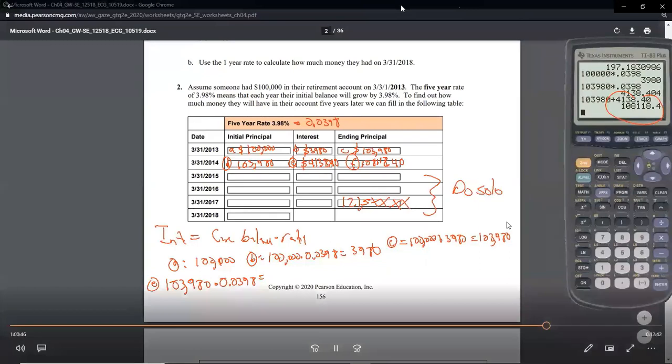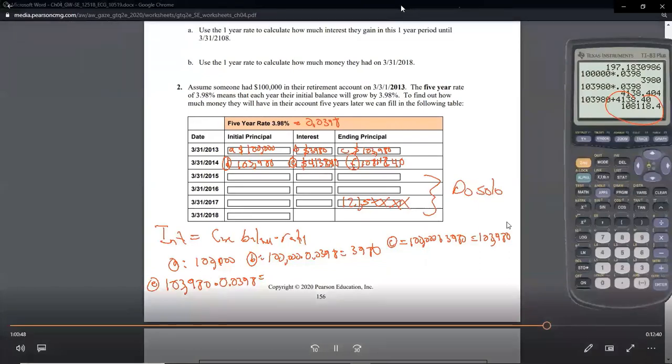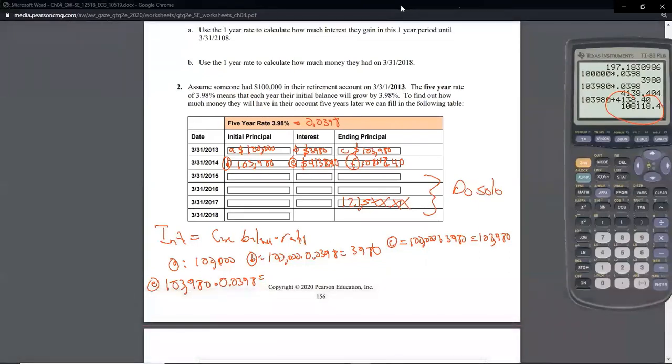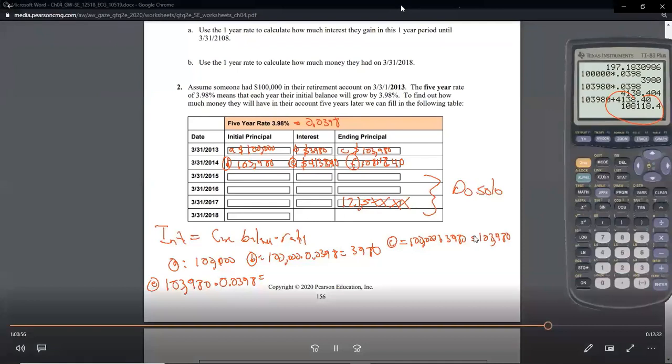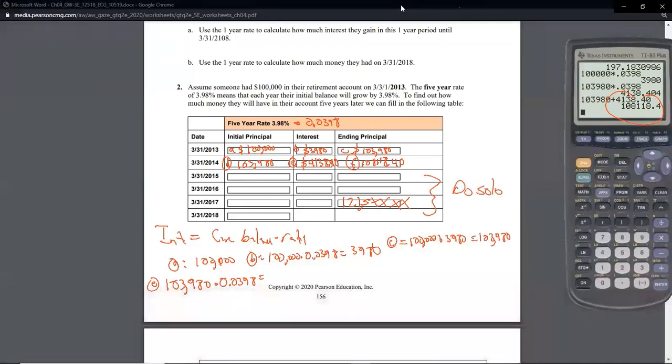And this discussion board will be available, I'm going to say by an hour after class, maybe an hour and 15 minutes after class, something like that, roughly, is when I'll have it available.